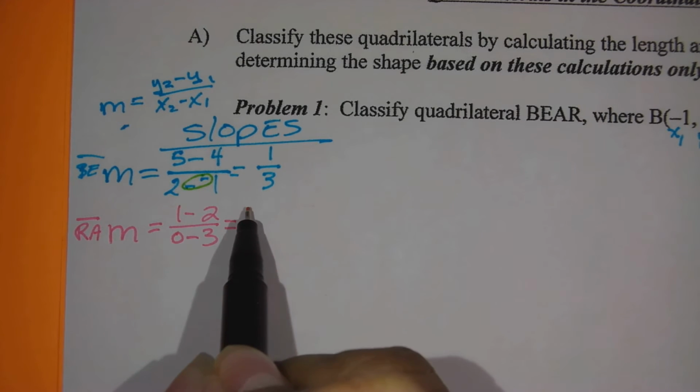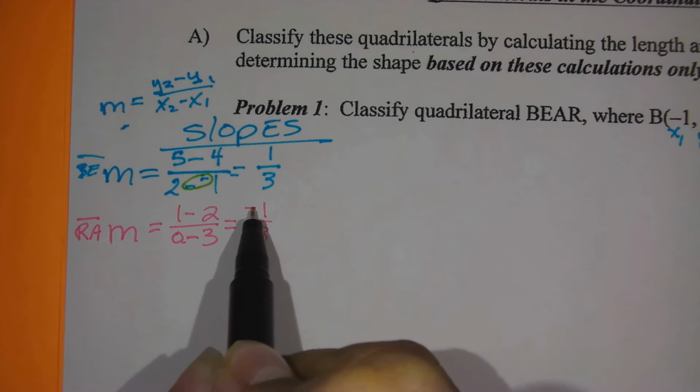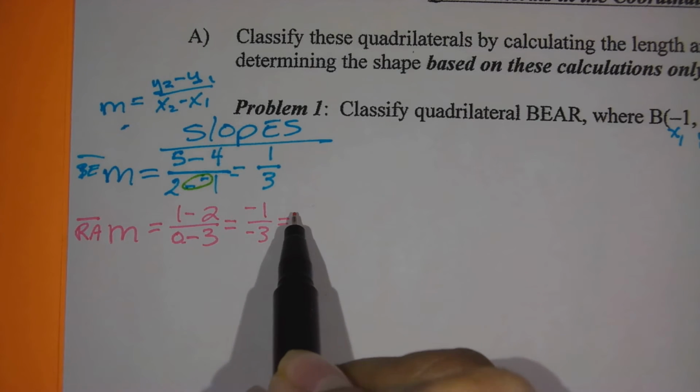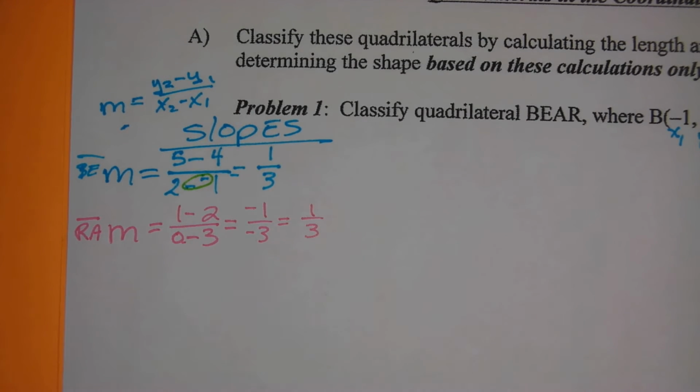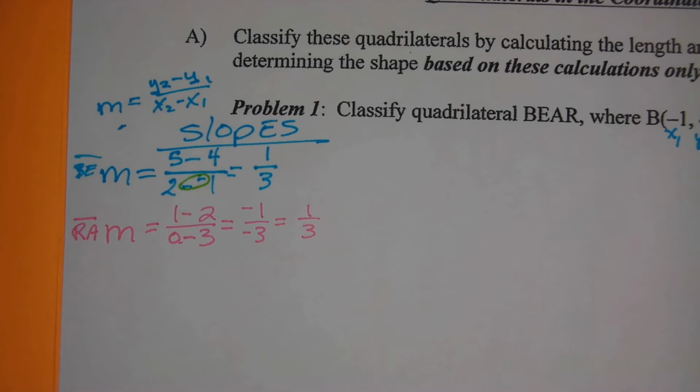So 1 minus 2 is negative 1, and then 0 minus 3 is negative 3. A negative over a negative makes everything positive. So right now our slopes match, and that's cool. But we're not done yet, because we have two other sides to this parallelogram. Or I should say quadrilateral, because I don't know if they're parallel yet. I don't know if everything's parallel, so I cannot call it a parallelogram. Right now all I know is it's 4 sides, so it's a quadrilateral.